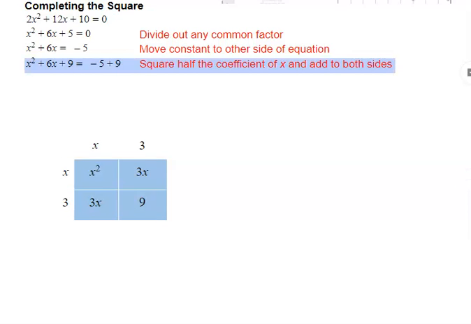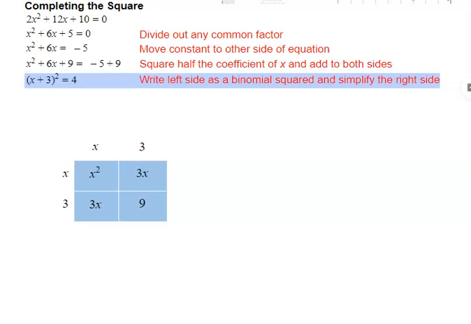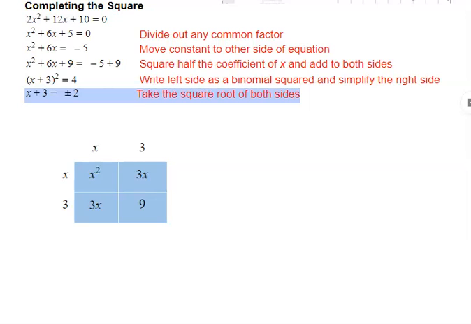And you'll get x squared plus 6x plus 9 is equal to -5 plus 9. Now, these factors on the side of the box are x plus 3, so I'm rewriting the left side, the trinomial, as a binomial squared. x plus 3 squared is equal to 4. And then I'm taking the square root of both sides, which removes the square, and I get x plus 3 is equal to plus or minus 2.